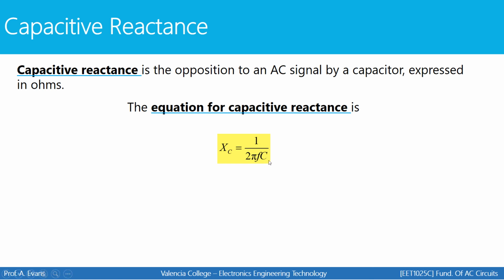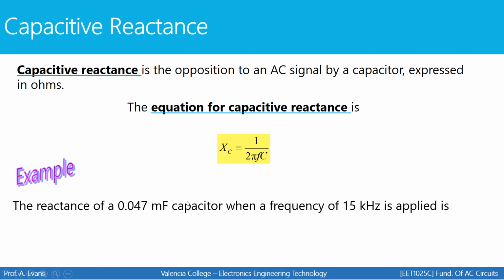C is the value of capacitance for your capacitor. And X is what we're going to use to refer to the term capacitive reactance, X sub C. So for the duration of this course, anytime you see X sub C, that is the variable or the letter name that we will use for capacitive reactance.